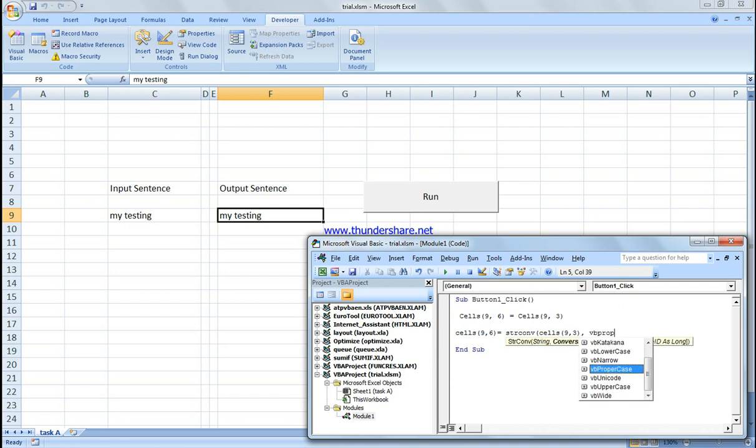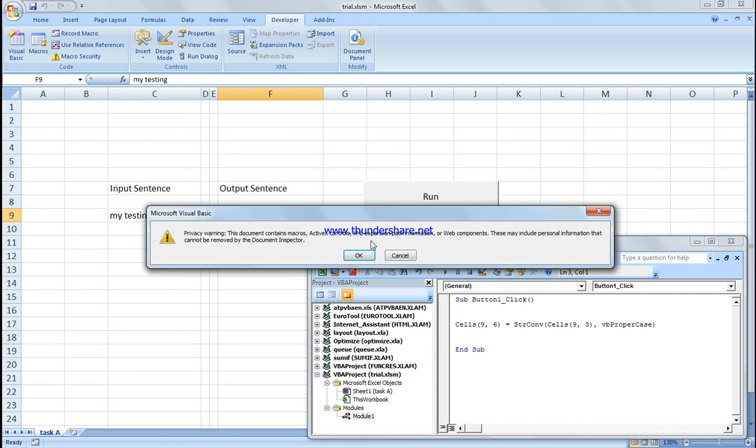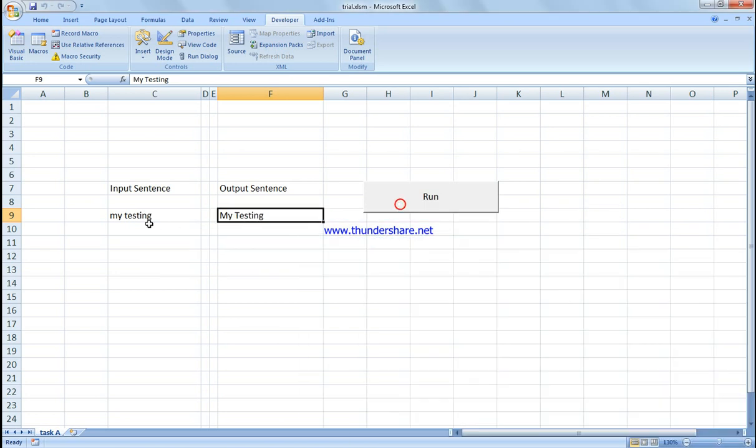vbProperCase, and even if you don't remember the spelling, it gives you help, so you would be able to tell which one it is, even if you write all of it as capital letter. So it will just fix it. So I'll delete this so you see it. Even if you write it as one word, it will only see it as one word and will capitalize the first letter.